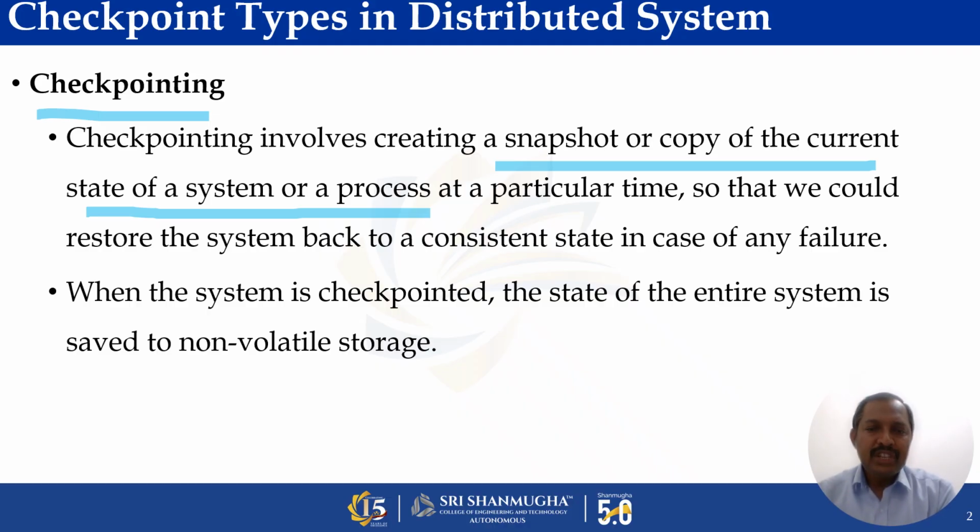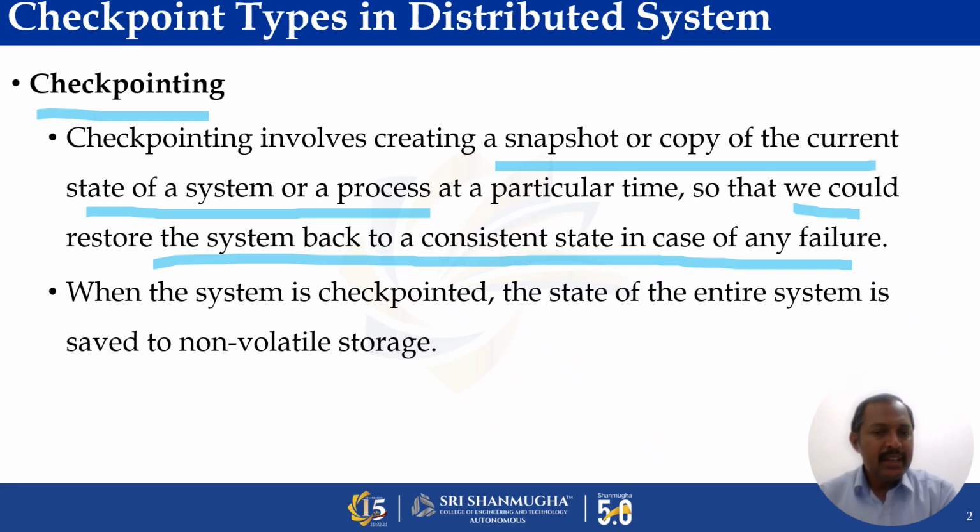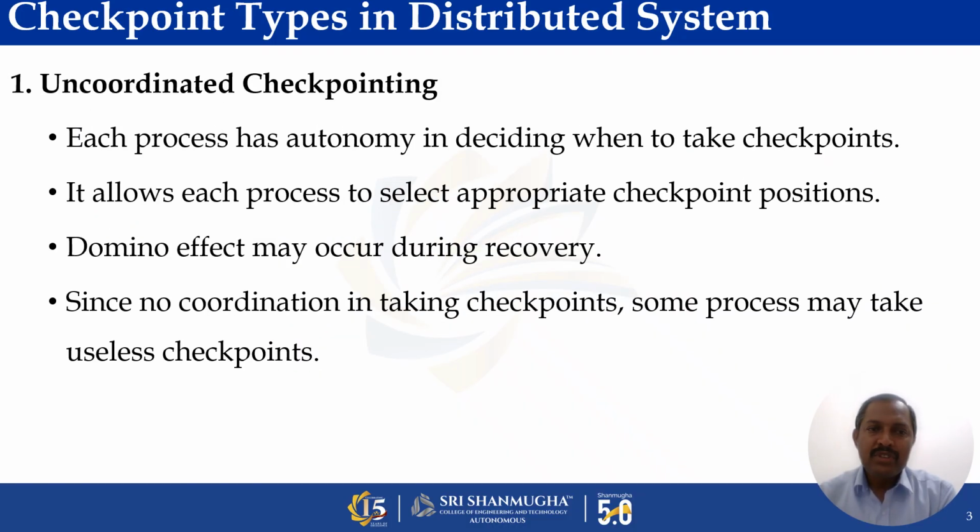So why do we need to take checkpointing? So that we could restore the system back to a consistent state in case of any failure. While taking a checkpoint, the state of the entire system is going to be saved to a non-volatile storage. There are three types of checkpointing related to distributed computing system. One is uncoordinated checkpointing.